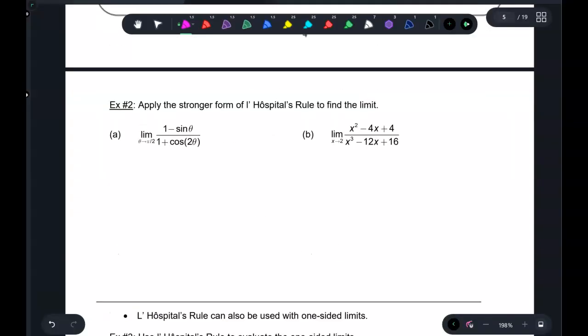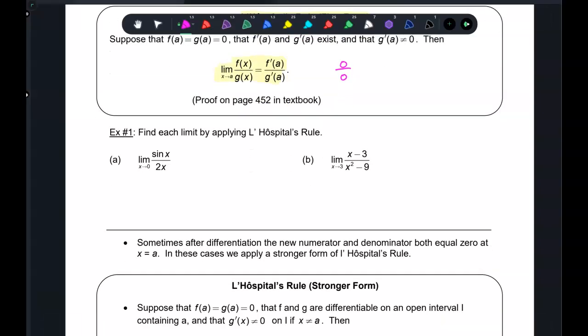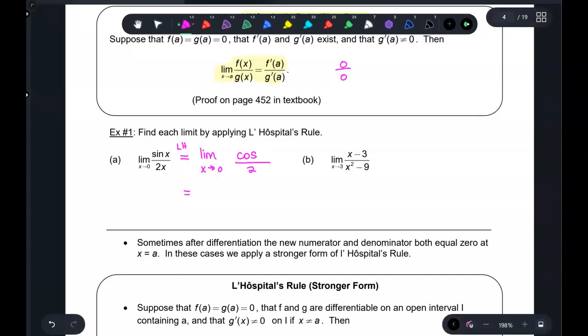So 0 over 0 is the easy one. We just do the derivative at the top and the derivative at the bottom, right? If you were going to do this on a free response question, you would write out the numerator and the denominator and show that they're zeros, but I don't need you to do that. We can just apply it. We get cosine over 2, and then we can evaluate it. Cosine of x, and then we can just evaluate it. So this will just be 1/2.